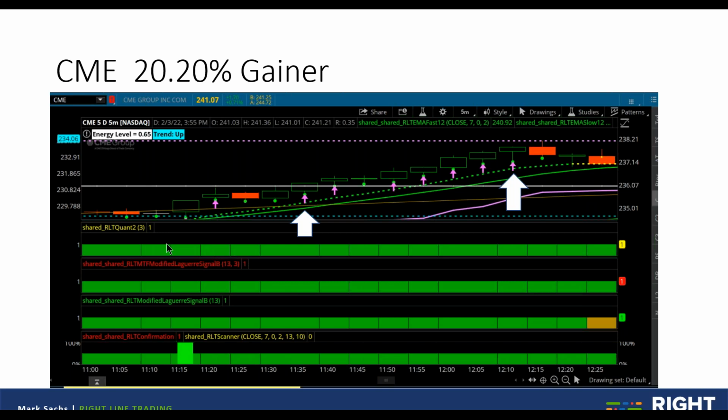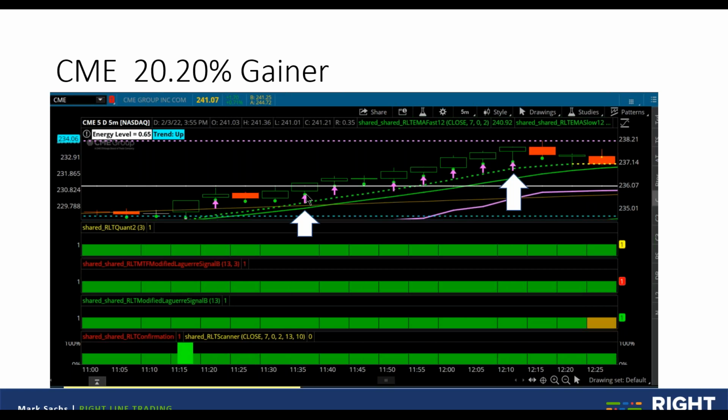This quant line, share the quant line. This tells me that the quants, the stocks that correlate with CME, are also trading in a bullish way right now. So you see I have all green here. And the buy for me was this white line, one of the resistance levels. This is the resistance that comes from the pivot points.